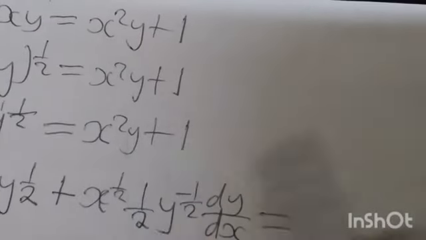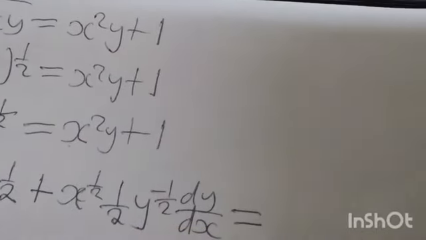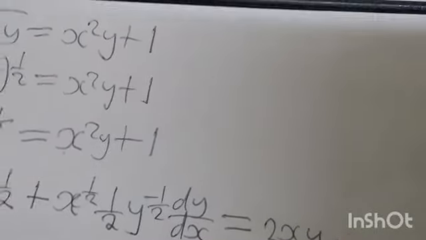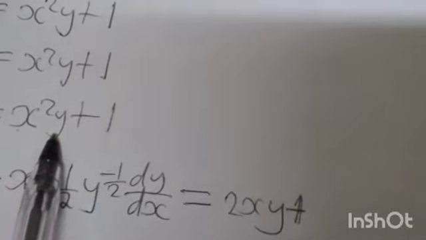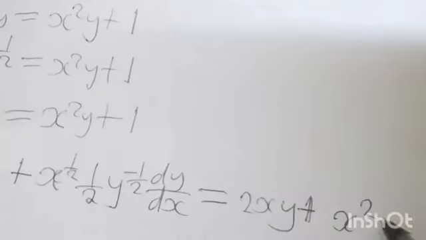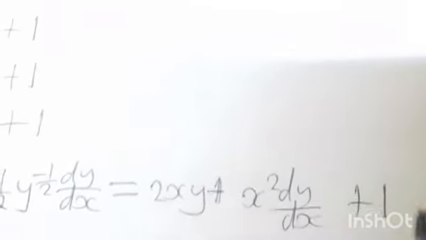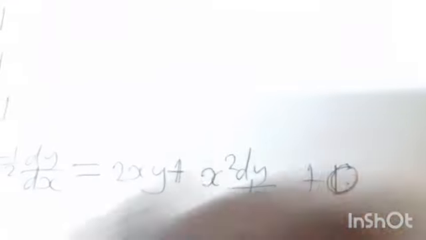Which is now equal to, when we go to this side, we first differentiate the first part, which is x squared. Differentiation of x squared, you see, 2xy. Then plus, we now go to differentiating on y. Differentiation of y is just 1, so we have x squared dy over dx plus 1. Differentiation of 1 will give us a 0, so we have a plus 0 here.